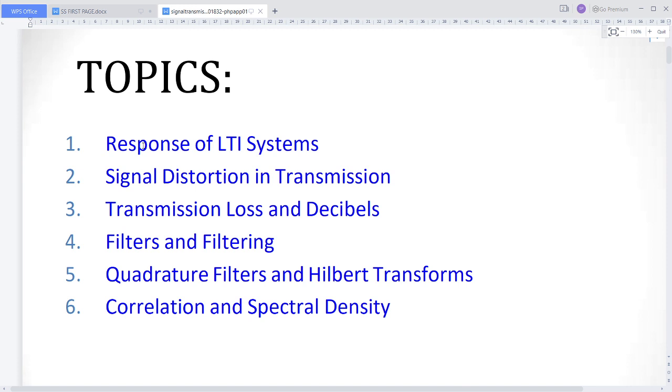I'm going to cover these topics here: the response of the linear time invariant system. And when the signal is transmitted through that particular linear time invariant system, we have to study the distortion in the signal, and we have to study the transmission loss in decibels. The next one I'm going to cover is filters and filtering, various types of filters, ideal and practical filters. Quadrature filters and the Hilbert transform we have to study. This Hilbert transform is very important from the examination point of view. And the last one, we have to study the correlation and the spectral density.